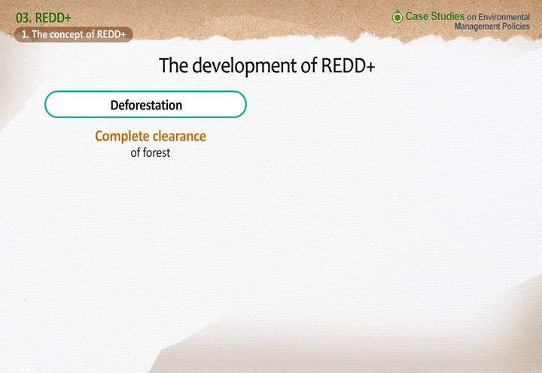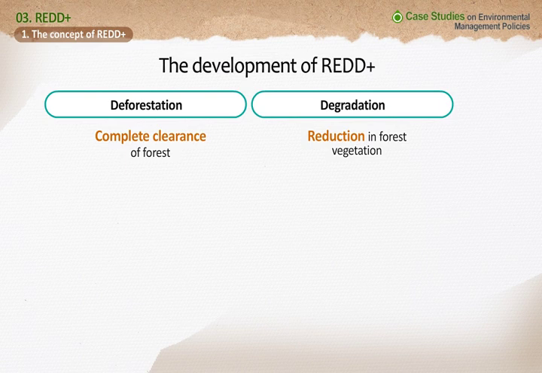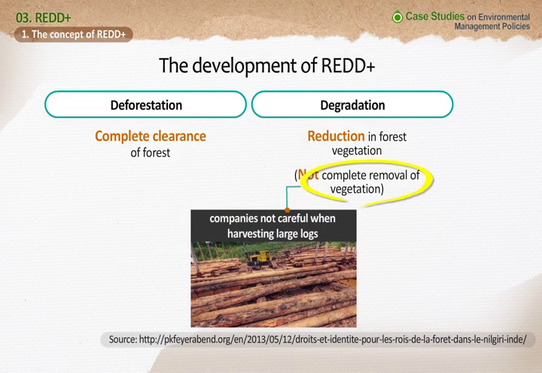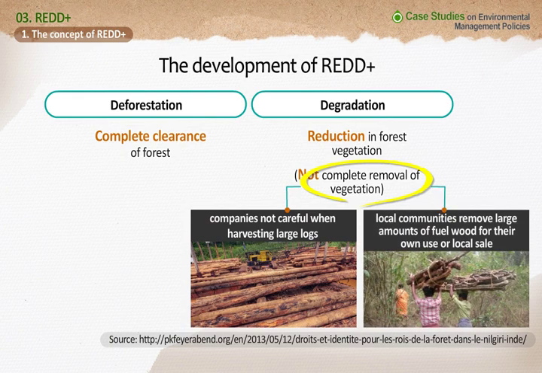Deforestation refers to the complete clearance of forest, whereas degradation refers to a reduction in forest vegetation, but not the complete removal of vegetation, which can occur, for example, when companies are not careful when they selectively harvest large logs in the forest, or when local communities remove large amounts of fuel wood for their own use or local sale.